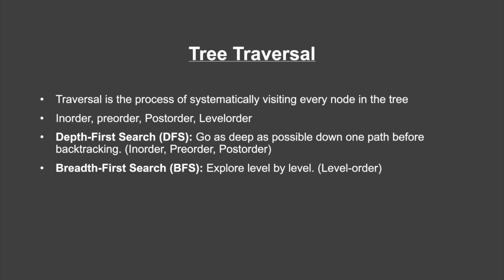Okay, so we have this great structure, but how do we actually visit every single node to read or process its data? This process is called traversal. There are two main strategies. Depth first search, or DFS, where we go as deep as possible down one branch before backing up. For DFS we have the traversals in-order, pre-order, and post-order. And breadth first search, or BFS, where we explore the tree one level at a time. For BFS we have the traversal level order. We will explore DFS and BFS closer at a later point.